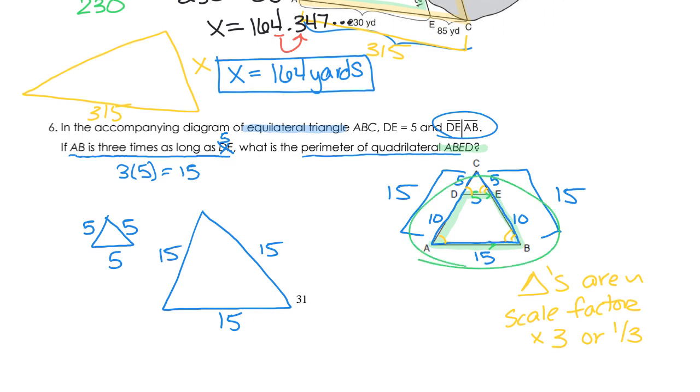This quadrilateral on the bottom has four sides, one of them being 10, one being 5, another being 10, and another being 15. So now we can say that the perimeter is equal to 40. And we answered our question.